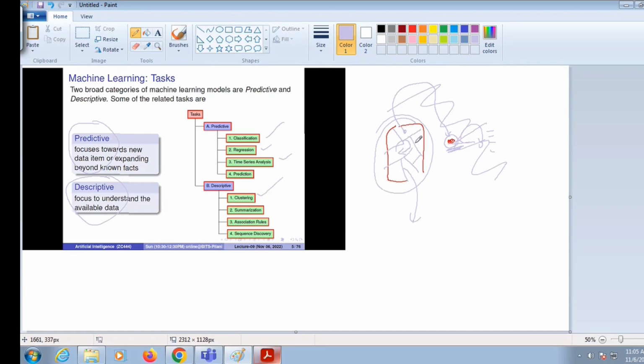Sometimes you want to do the summarization. If this is a lot of data, how can you represent it using fewer words? Association rule mining, sequence discovery. These are a few of the tasks that you want to do on that.